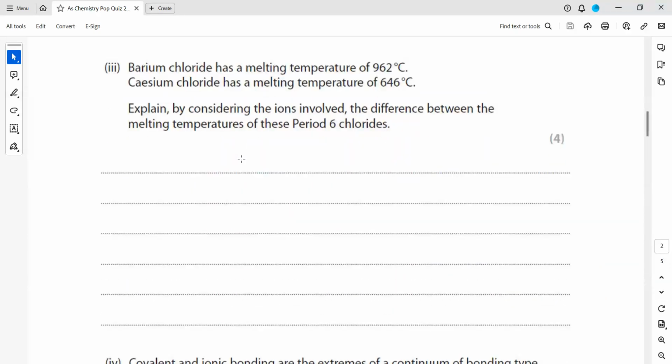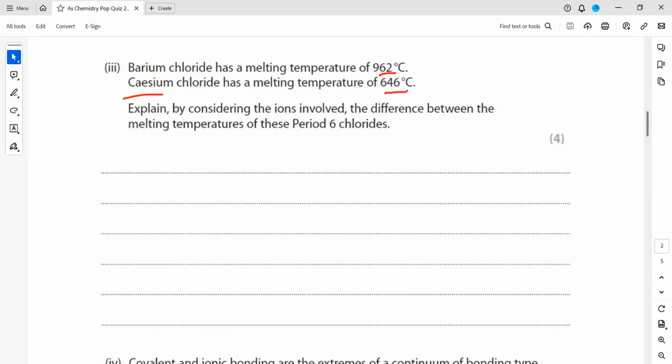Barium chloride has a melting temperature of 962, whereas cesium chloride, in the same period, has a lower melting temperature. Explain, by considering the ions involved, the difference in the melting points of these period 6 chlorides. It's not in the same group. I mean, it's in the same period, because cesium is there, cesium, francium. Group 1 and group 2, you're comparing.